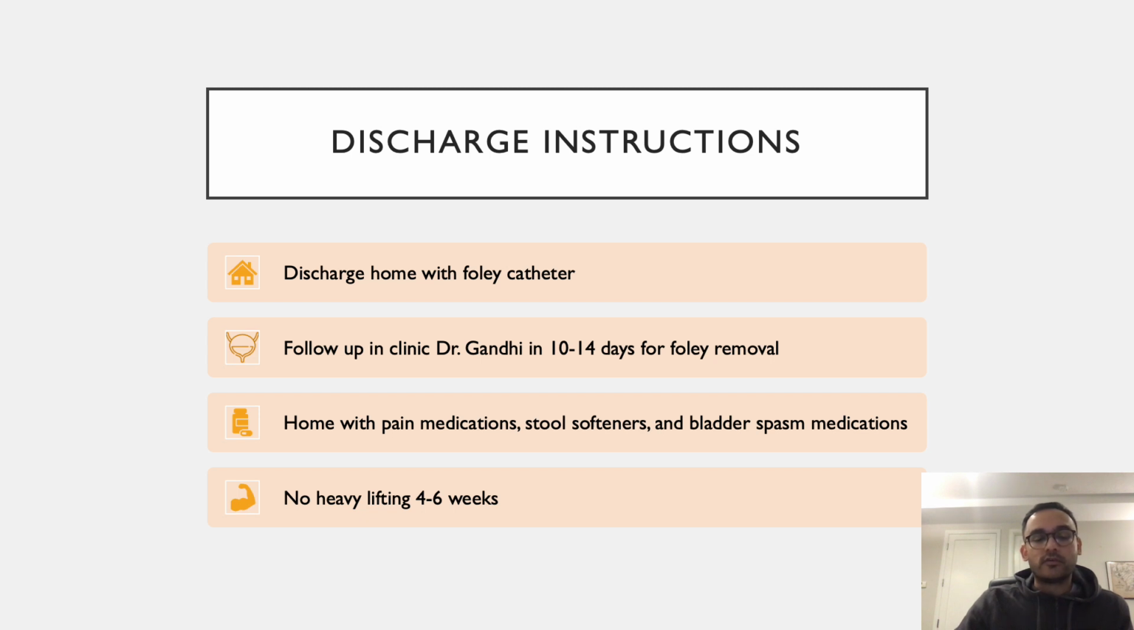In terms of discharge instructions, I'm going to be very hands-on for the first 3 cases for sure, but generally they all go home with a Foley catheter. They will typically follow up in my clinic 10 to 14 days after the procedure for Foley removal. They will go home with pain medications, stool softeners, and some medications for bladder spasms as needed, and the typical recovery instructions after any open procedure, such as avoiding heavy lifting, avoiding baths. But again, I'm going to make a handout for this patient, so they're going to have a handout to go home with, and I will be counseling them on an individual basis.